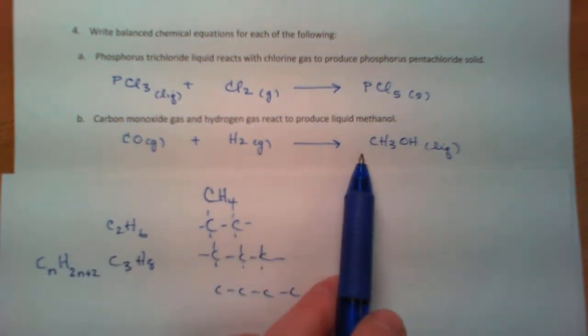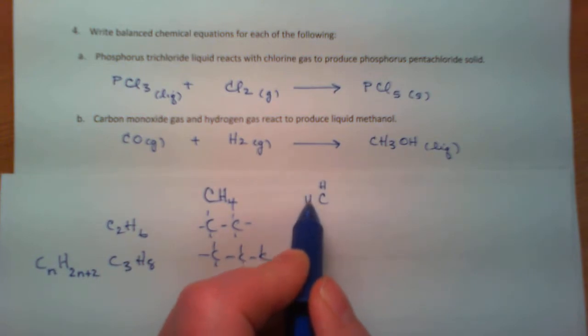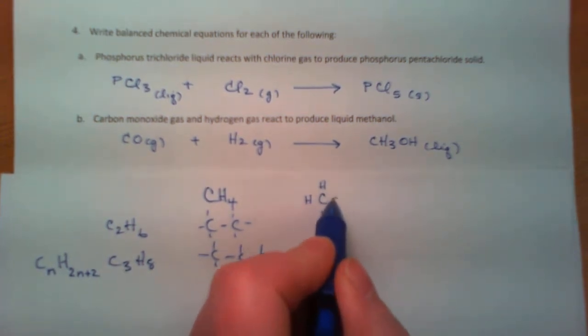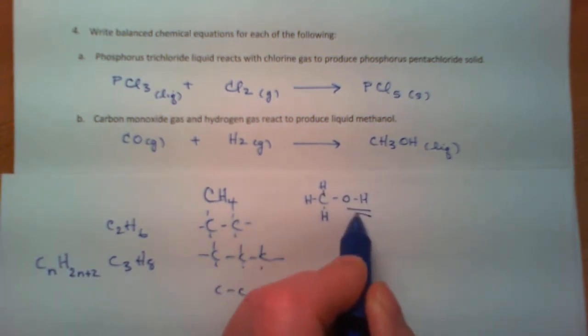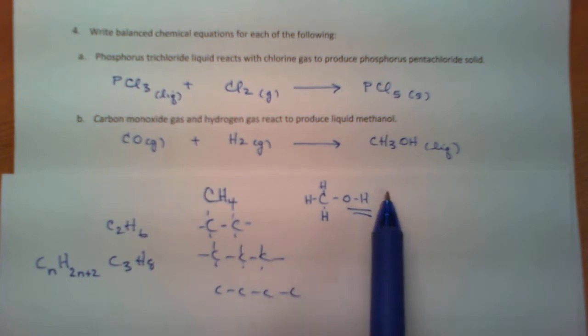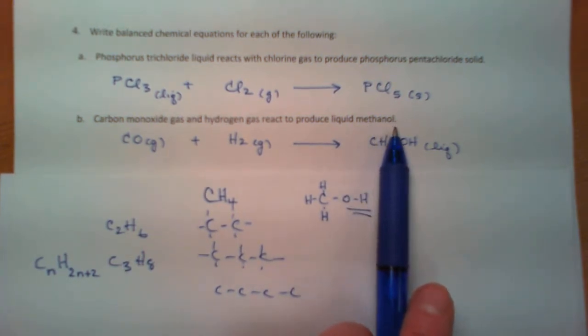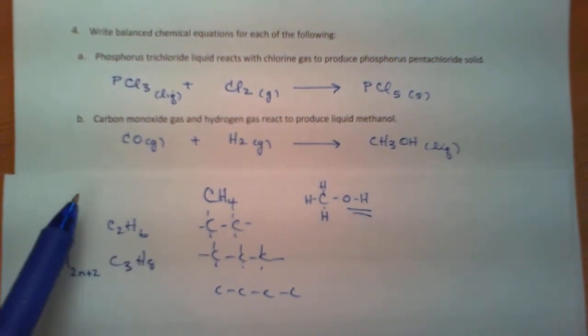So methanol is methane, but one of the hydrogens is replaced with an OH, and that makes it an alcohol, and so we hear it. Methan, instead of methane, you drop the E, you add the OL for alcohol. Methanol. Liquid methanol.